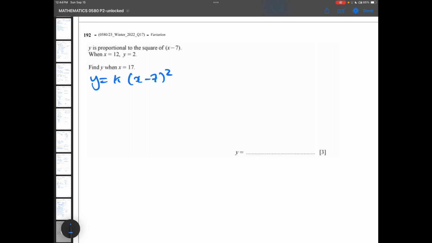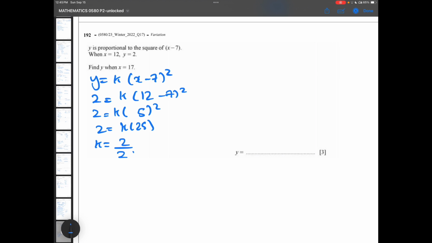So now I will place the values of x and y so I can get the value of k. So y is 2 when x is 12. So I place the values of x and y in my equation. 2 is equal to k, 12 minus 7 is 5 whole square. The square of 5 is 25. The 2 is being multiplied with k over here. When it shifts to the left side, it gets divided by 2. So this is my value for k.